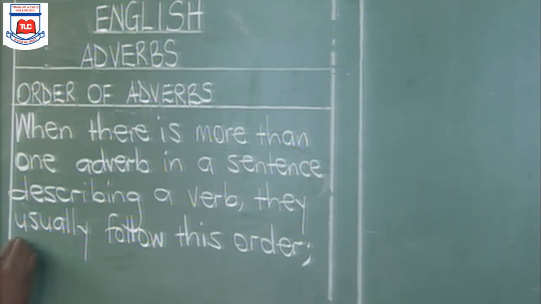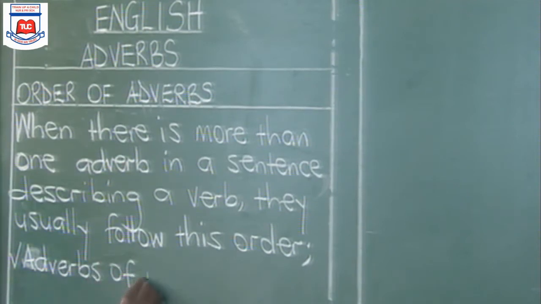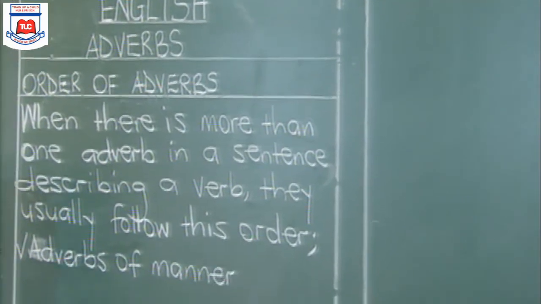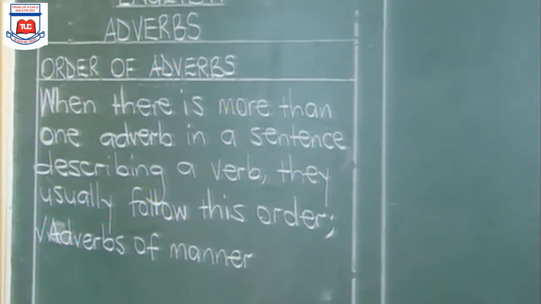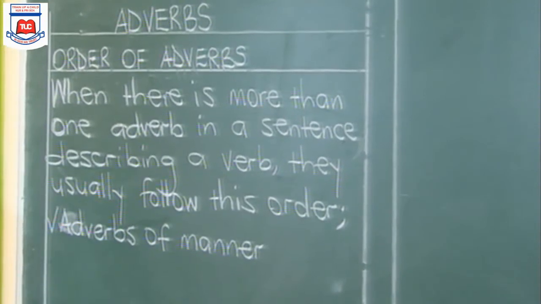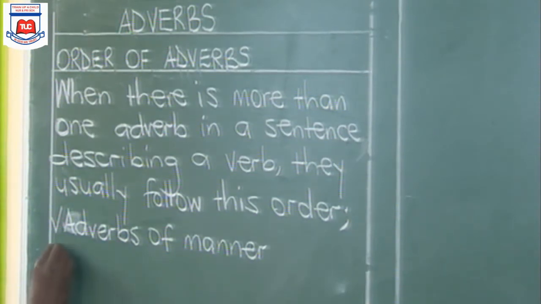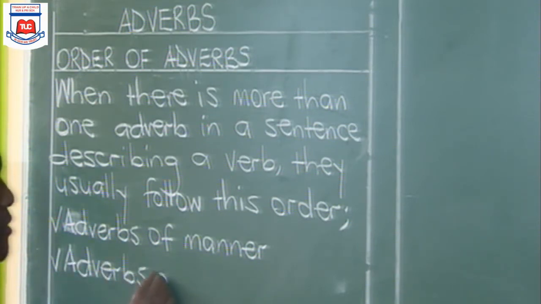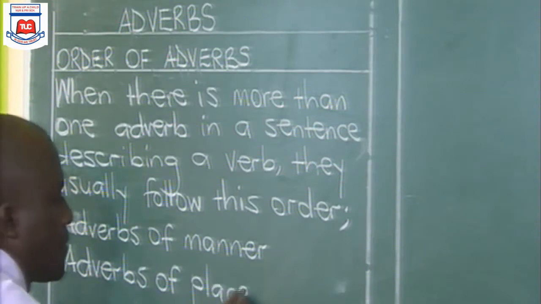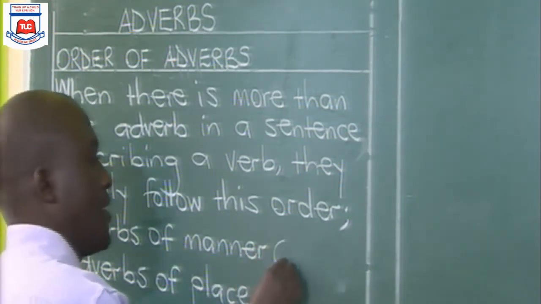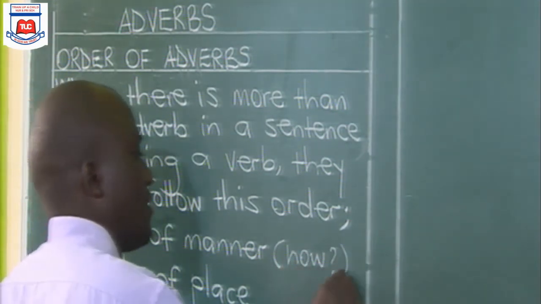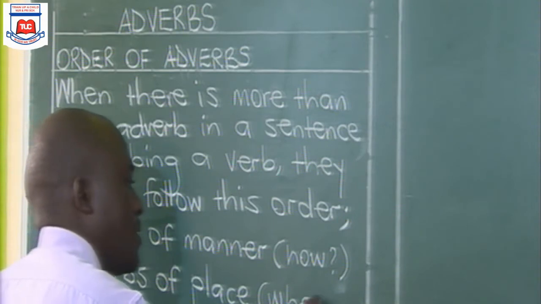The first order they follow here is that adverbs of manner come first. What are the examples of adverbs of manner? They describe how something happens: quickly, smartly, fast, slowly, and many others. Then 2, we have adverbs of place coming second. The how comes first. Then where comes second.